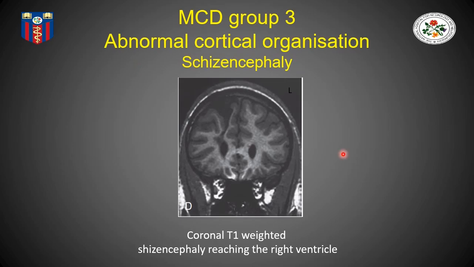This is an example of abnormal cortical organization, meaning a malformation of cortical development of group 3, and you can observe a case of schizencephaly where there is a split in the brain. Here you can see this abnormal sulcus that reaches the ventricle and is bordered by cortex on both sides.